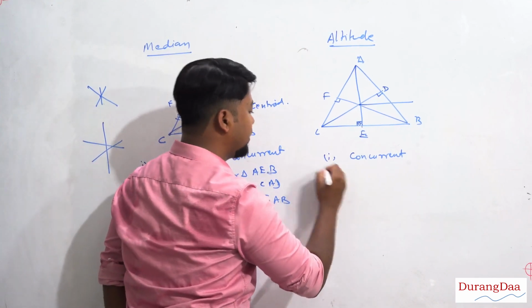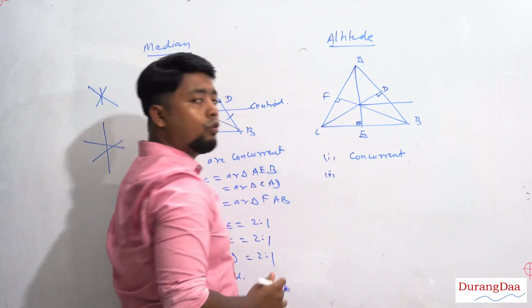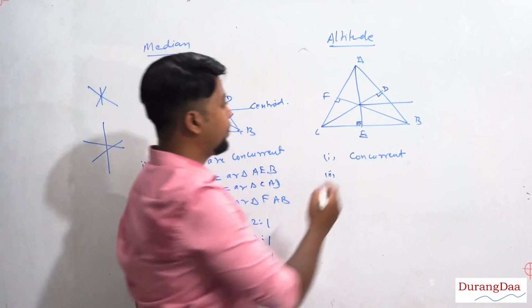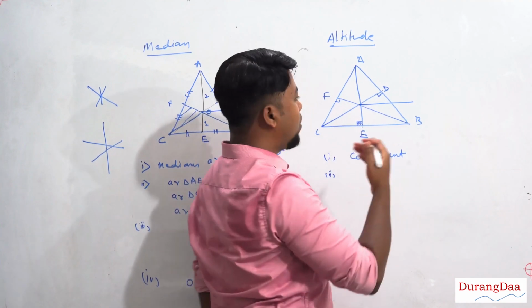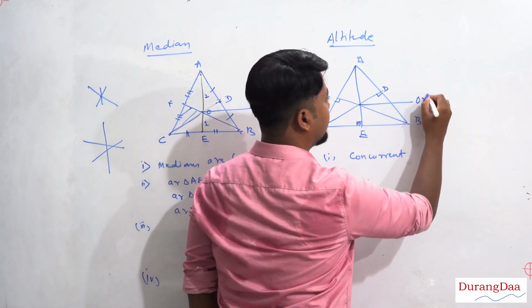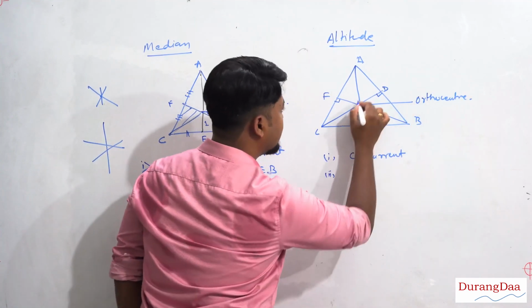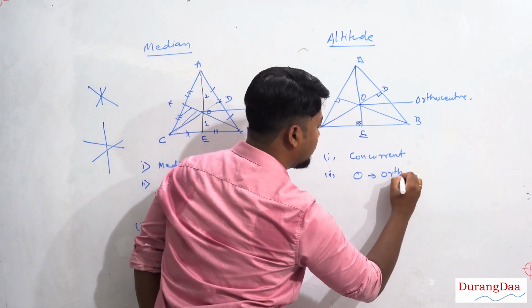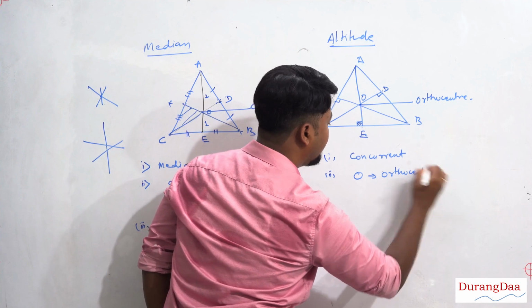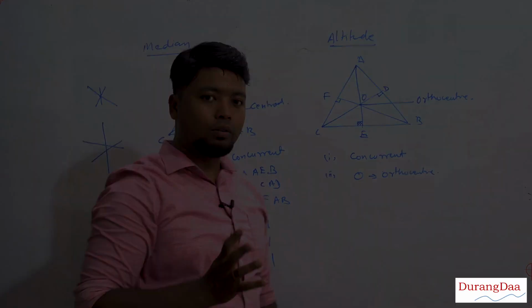Second point is that the point of intersection, the name here would be orthocenter. The point where all the altitudes of the triangle intersect, we call it the orthocenter. So, the point of intersection, suppose this is point O, O is called the orthocenter of the triangle. All right. For altitude, this much information is enough for now.